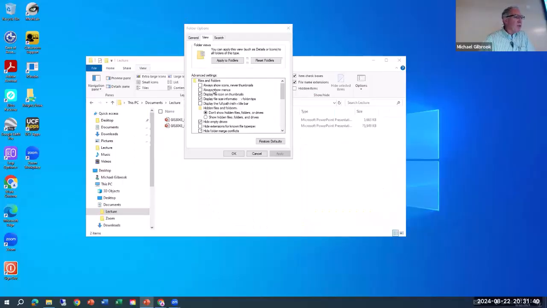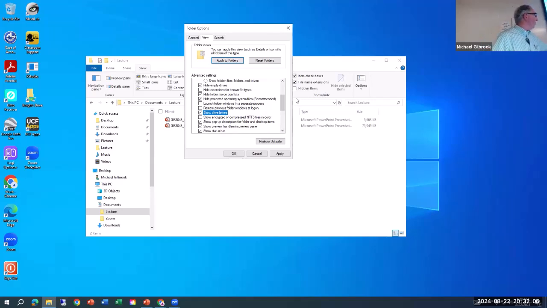So we want to always show menus. Let's turn that on. That's this one right here. Display the full path in the title bar. Turn that on. We've already turned off the hide extensions. We want to scroll down and it says show drive letters is already turned on for mine. So just make sure it's turned on for yours. Okay. So are you looking at drive C or D or whatever? Just make sure that's turned on. So tell that okay.